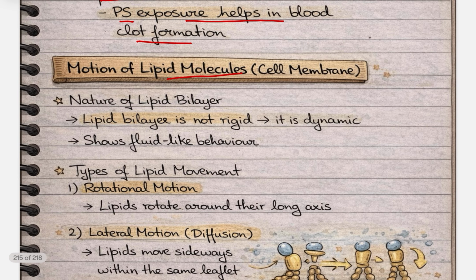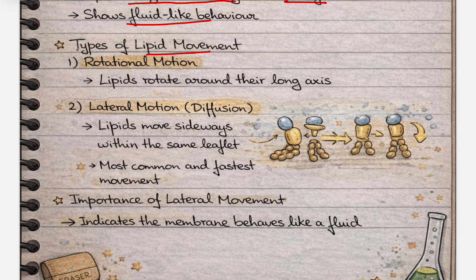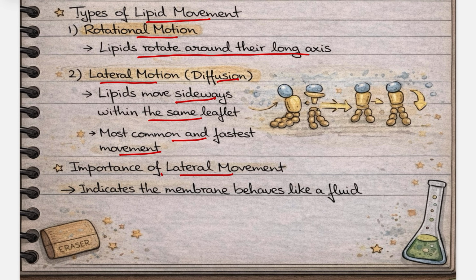Motion of lipid molecules, nature of lipid bilayer. The lipid bilayer is not rigid, it is dynamic and shows fluid-like behavior. Types of lipid movement: rotational movement, where lipids rotate around their long axis. Second type of movement, lateral motion or diffusion: lipids move sideways within the same leaflet, the most common and fastest movement. Importance of lateral movement: it indicates the membrane behaves like a fluid.